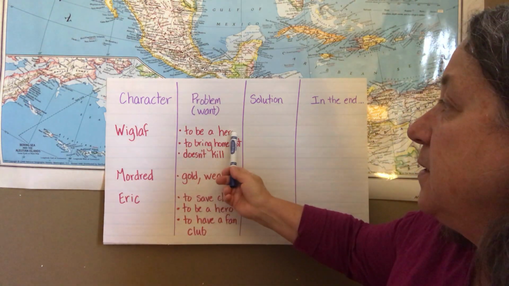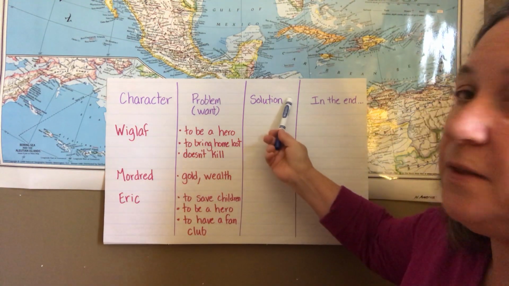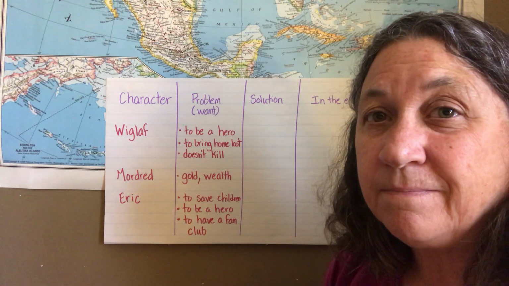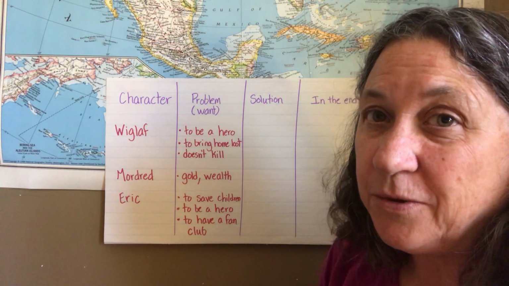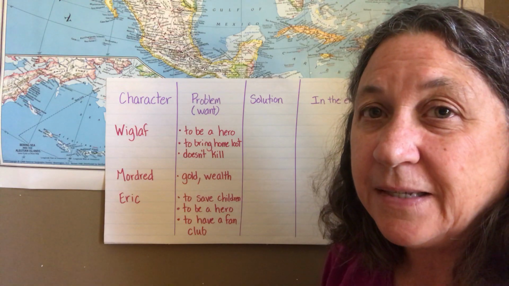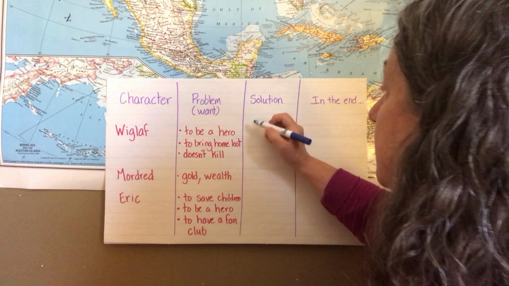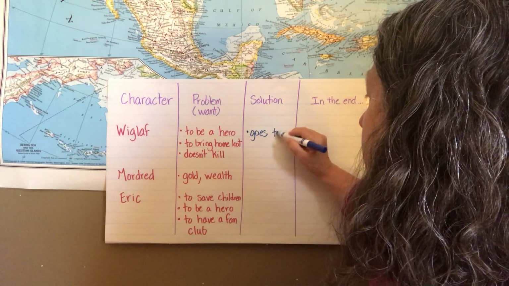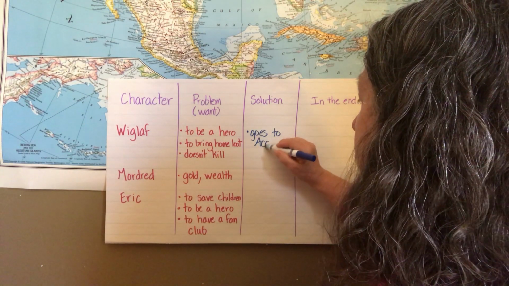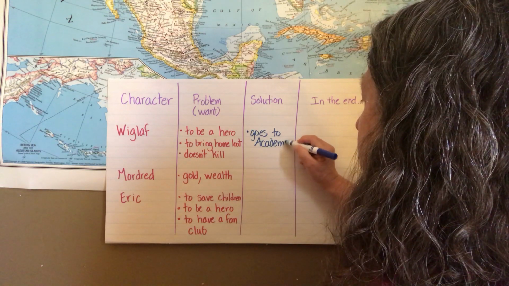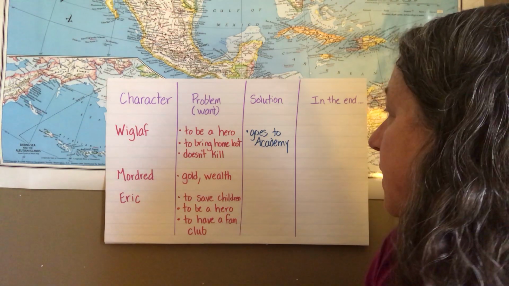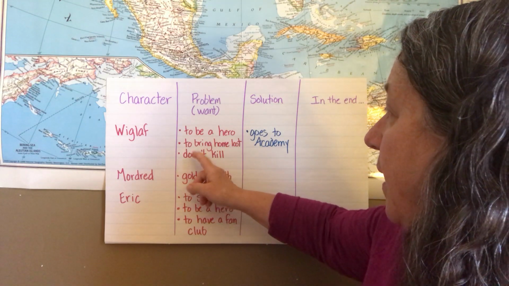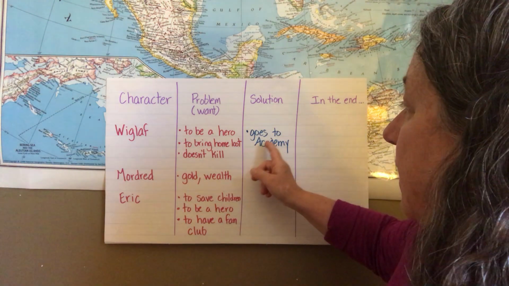Wigloff wants to be a hero. Has he done anything about that to solve that? In fact, he has. What has he done? That's right. He enrolled at the DSA, Dragon Slayers Academy. So he goes to the academy. So he's trying to work on a solution. To become a hero, he has gone to the academy. He wants to bring home the loot, and that really goes with going to the academy.